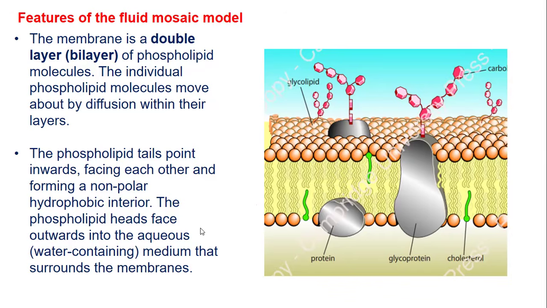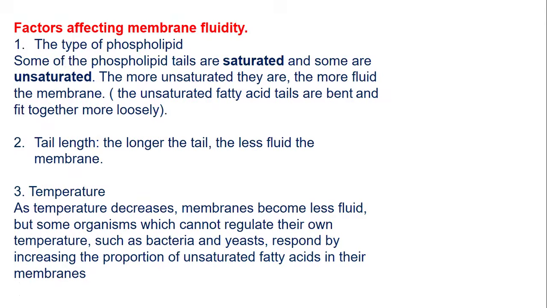Okay, so the phosphate heads are always going to be facing the watery environment, and the tails will always be facing away from the watery environment. We have seen the cell surface membrane is fluid. Now, fluidity of the membrane can be affected by different factors. So we are going to look at three factors.